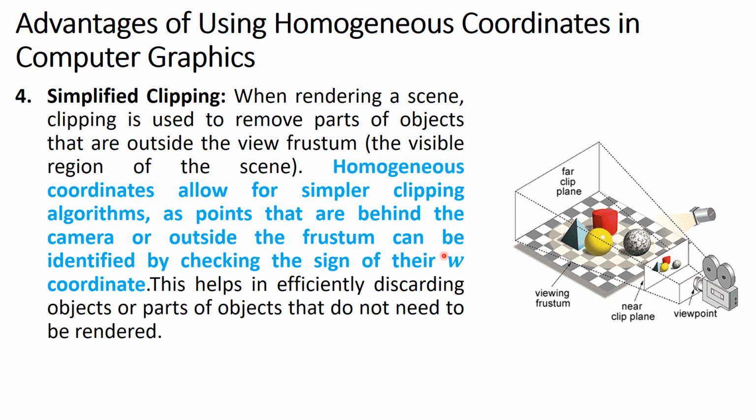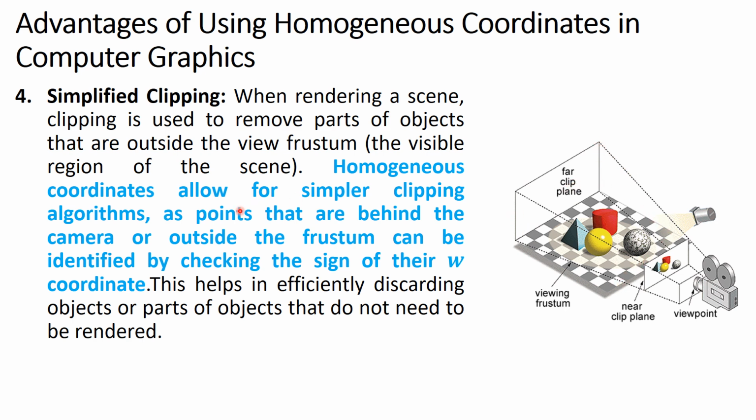Homogeneous coordinates allow for simpler clipping algorithms, as points that are behind the camera or outside the frustum, any points outside the camera, behind the camera, or outside the frustum, all of this is called the frustum, which is bounded between the near clip plane and the far clip plane and the dashed lines shown.